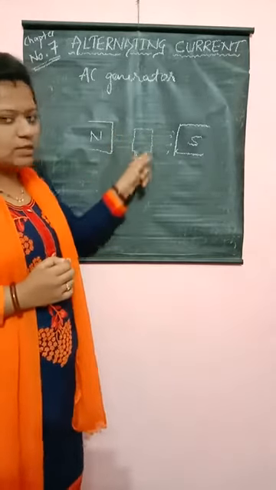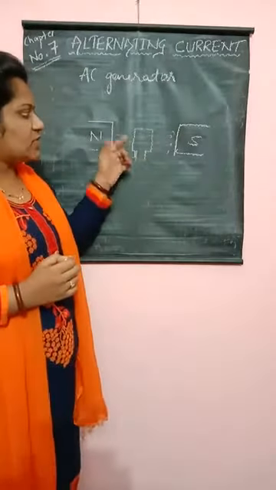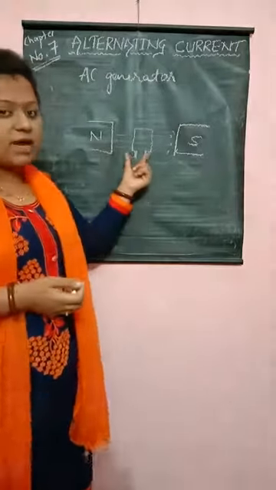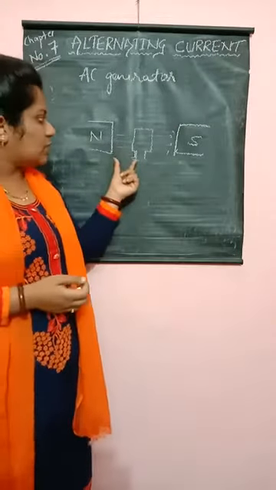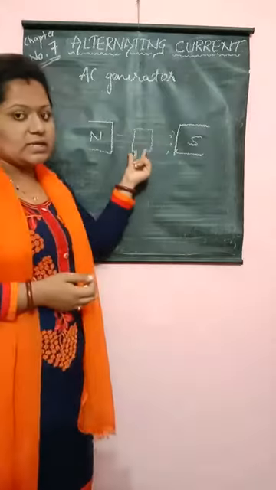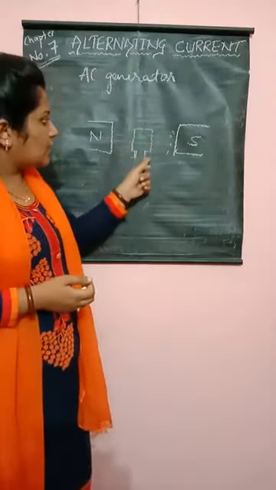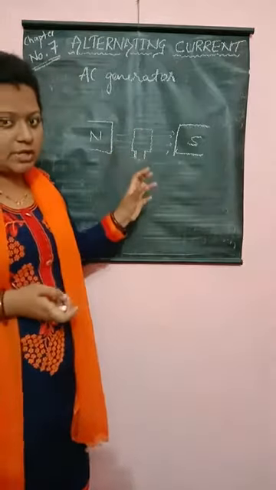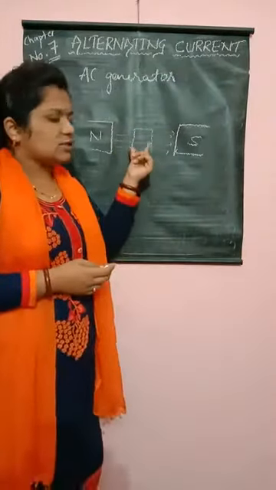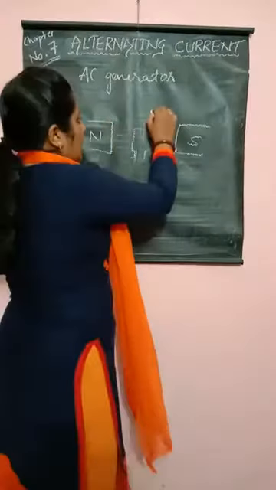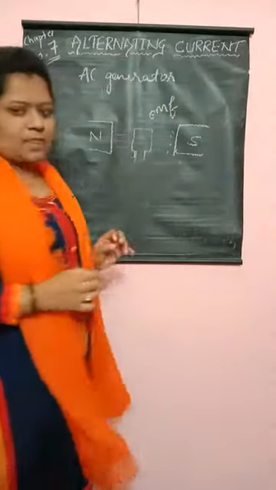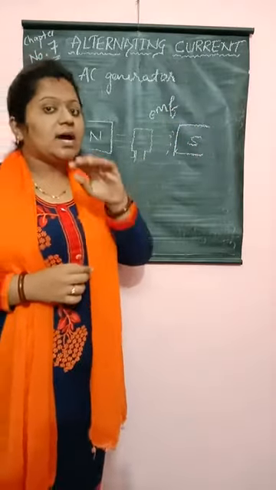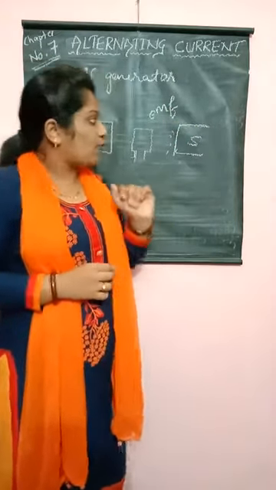Because this coil is rotating continuously, using Fleming's laws, we have studied the directions also. So here the magnetic flux linked with this coil keeps changing. It is changing with respect to time. Hence this changing magnetic flux will produce an EMF here. And by this EMF we are getting a current. Which current? Alternating current.